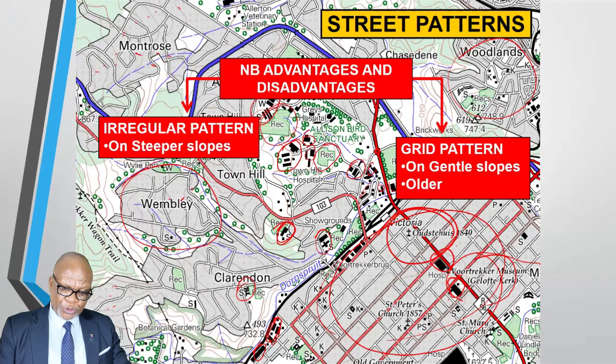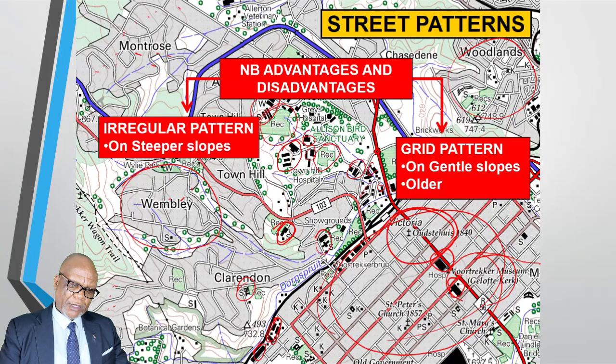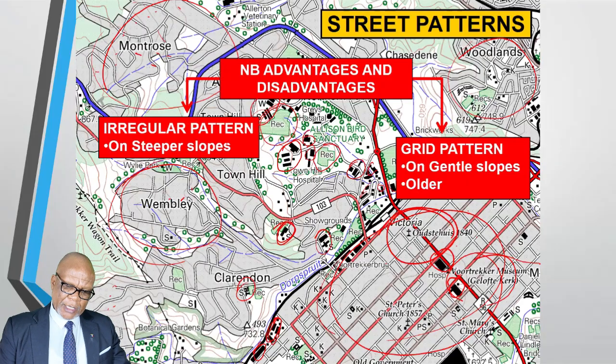So this area over here is representing urban area. Which part represents urban area? All the gray parts here represent urban area. And this area where you have grid pattern represents the older part of the urban area. And this one with irregular pattern represents the newer part of the urban area.